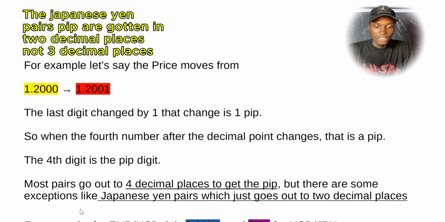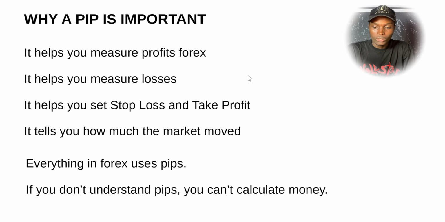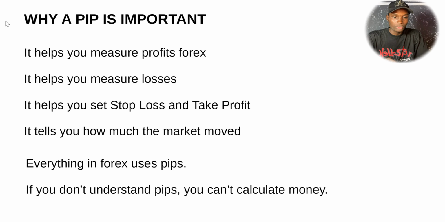Now, for instance, the Japanese yen. These Japanese yen pairs are pairs that carry the Japanese yen, and not the USD, as their code currency. Okay, the code currency, like we said, is the currency that comes after. Now, the Japanese pairs do not actually go out 4 decimal places. Okay, they go out 2 decimal places if you want to get your pip.